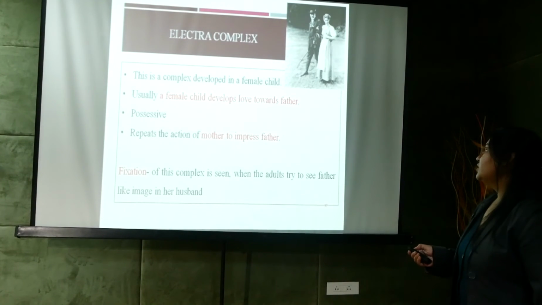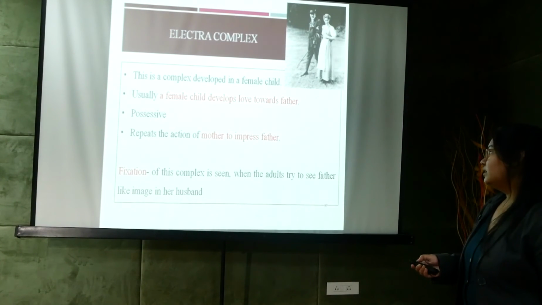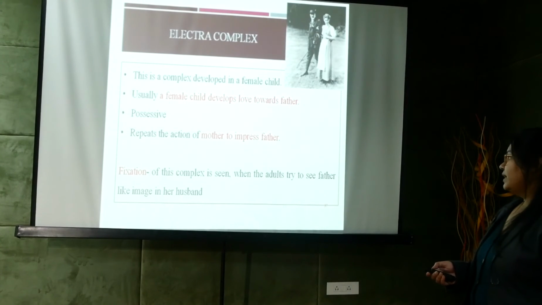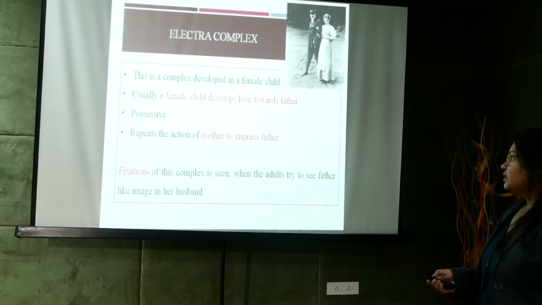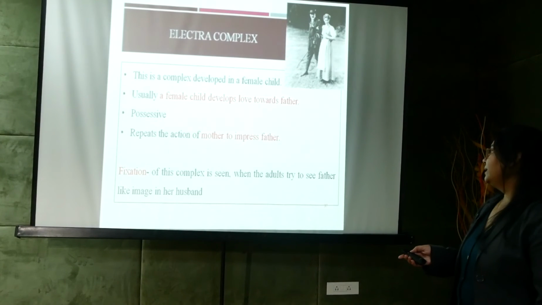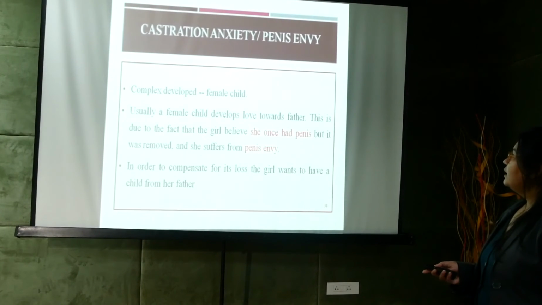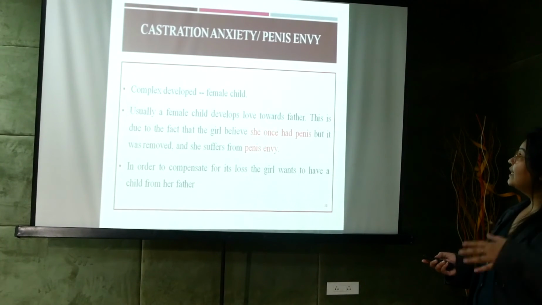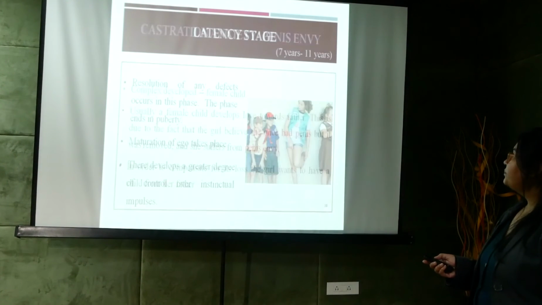Usually a female child develops love towards her father, being possessive, and repeats the actions of the mother to impress the father. The fixation of this complex is seen when adults try to see their father-like image in their partners. It is also seen along with castration anxiety.